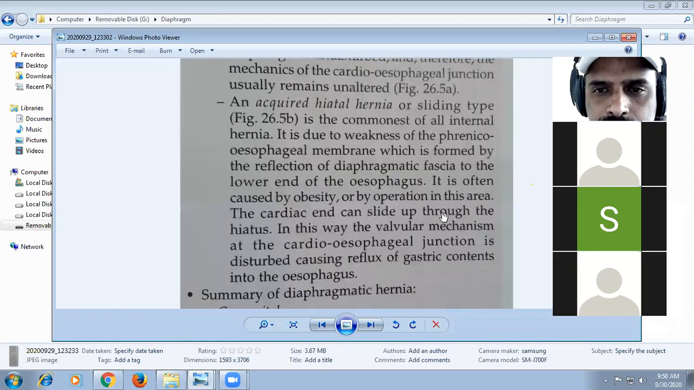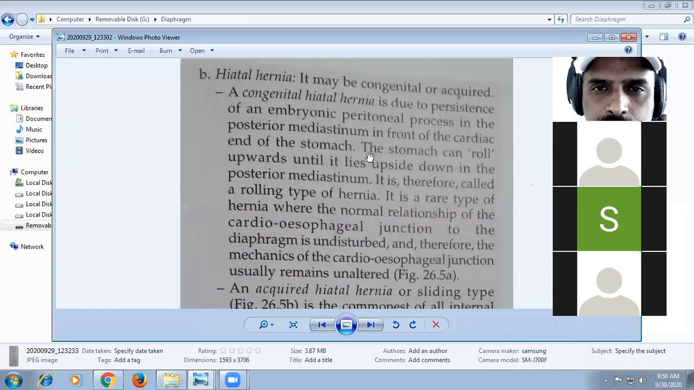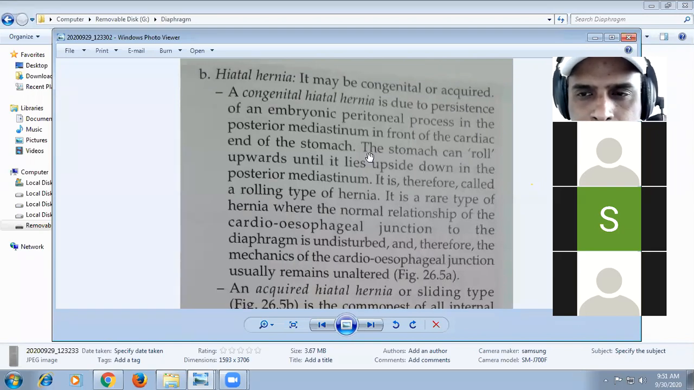Hiatal is the one which is elevated, the dome-making part, that we call a hiatal hernia. It may be congenital or acquired, where the esophagus crosses the diaphragm and is protruded through it. It may also be congenital or acquired. Almost all of this is the posterior mediastinum in front of the cardiac end of the stomach appearing as herniation, that we call a hiatal hernia.